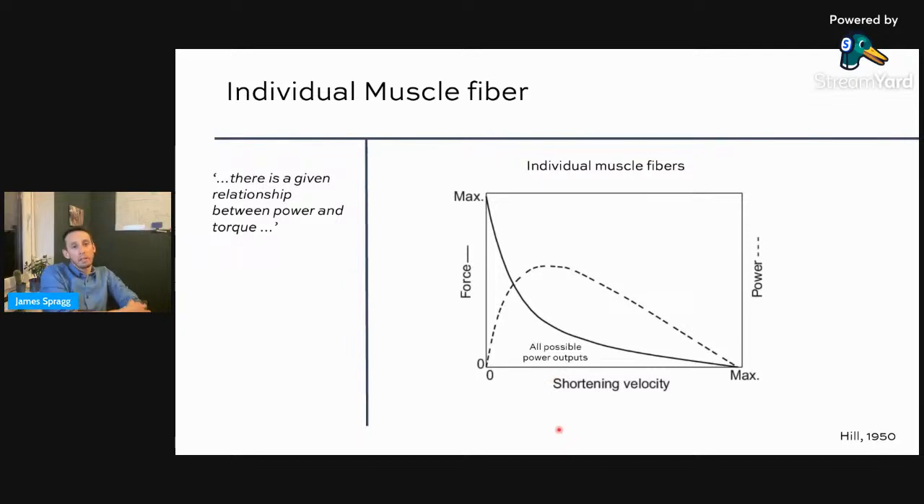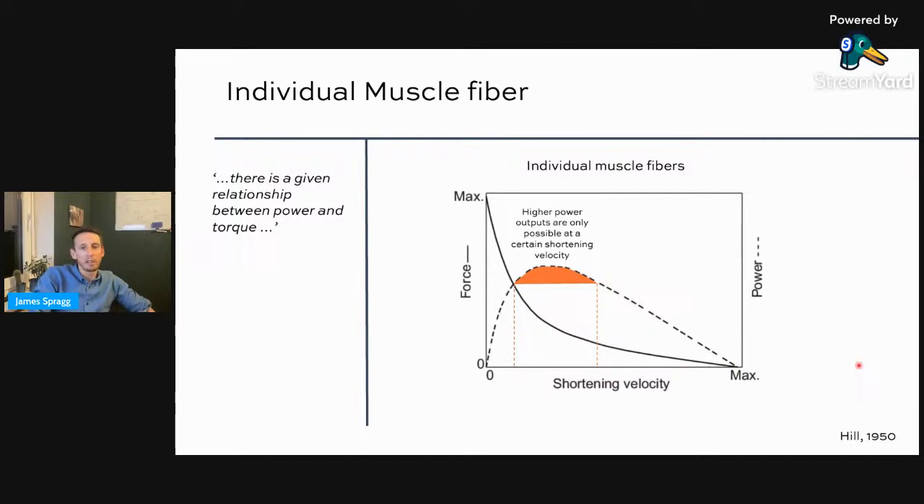The way you need to consider this graph is that all powers underneath this dotted line are possible. We can produce all those powers. However, when we're looking at the very highest powers, they can only be produced at a certain range of shortening velocities. We can apply this to an individual muscle fiber, we can apply this to bundles of muscle fibers, and we can actually apply this to whole body exercise. So if we want to produce those very highest powers, we can only produce them at a given range of velocity.